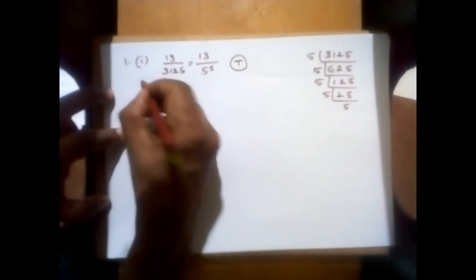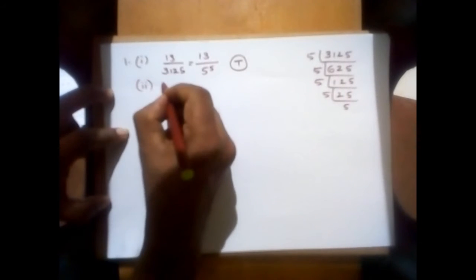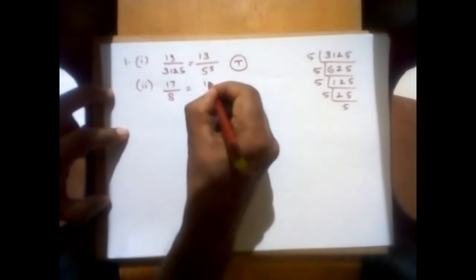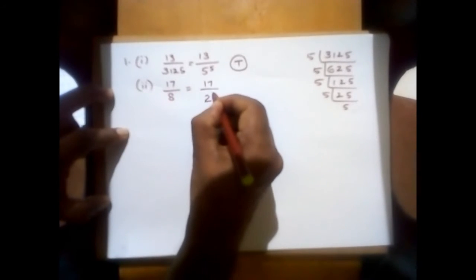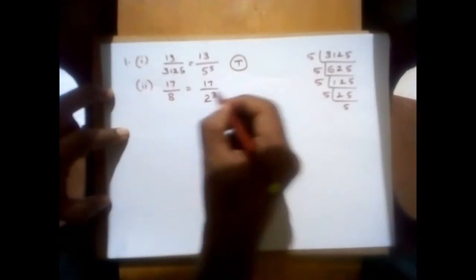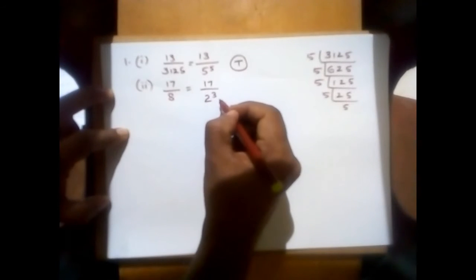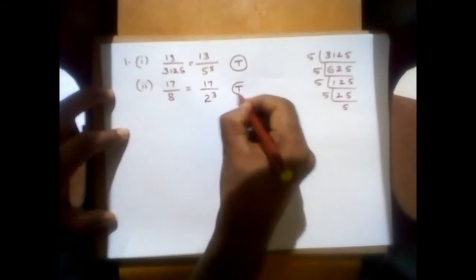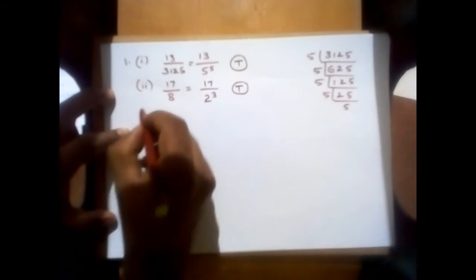Second one, 17 divided by 8 equals 17 divided by 2 raised to 3. Again it is of the form 2 raised to n into 5 raised to m, where m is equal to 0. 0 is allowed. So this is terminating.